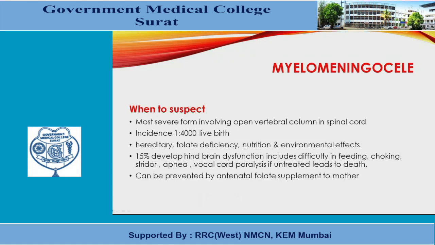Myelomeningocele. It is the most severe form which involves the open vertebral column and the spinal cord, and incidence is 1 per 4,000 live births. Hereditary cause can be there. There can be nutritional deficiency or folic acid deficiency, nutrition and environmental factors. 15% will develop hindbrain dysfunction, which includes difficulty in feeding, choking, stridor, apnea, vocal cord paralysis. If untreated, it can lead to death. It can be prevented antenatally by giving folate supplements to the mother.